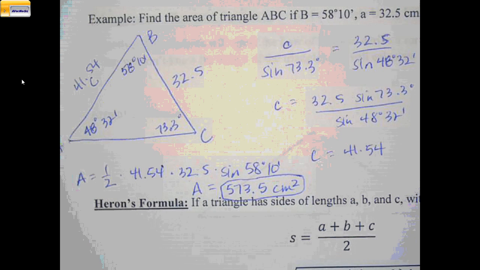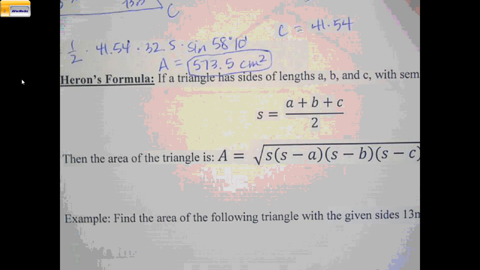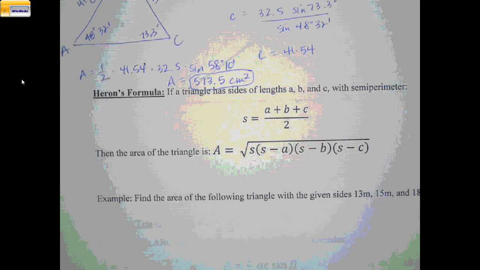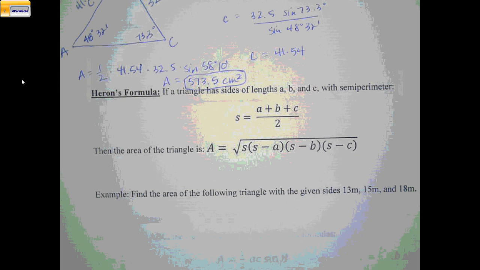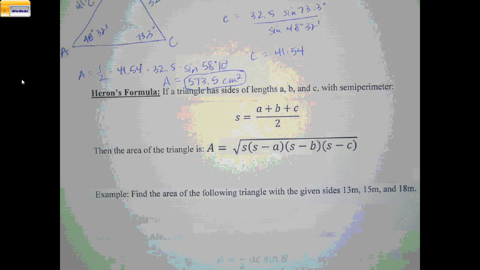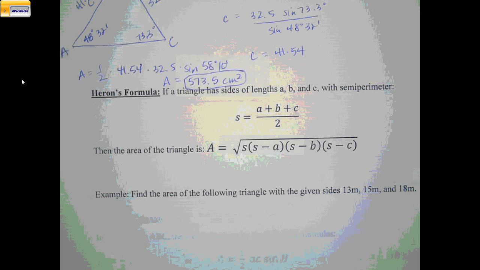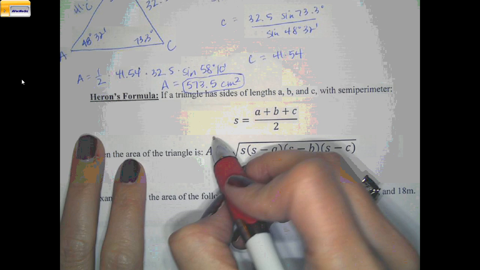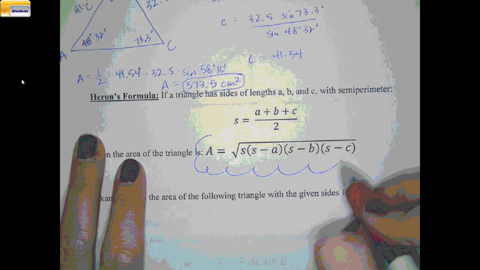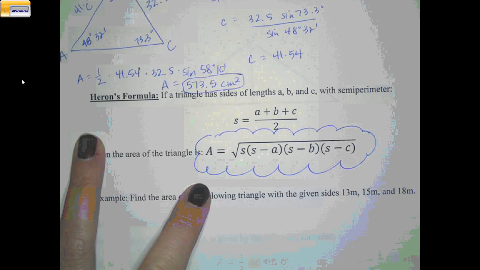Questions on how to use that formula? Great. Next formula you have to memorize. It's called Heron's formula. Some people call it Hero's formula, actually. Anyway, what happens if they give you three sides and you have no angles? There's still a way to solve it, and this really smart dude figured it out. Here is the formula. Area equals big old radical.